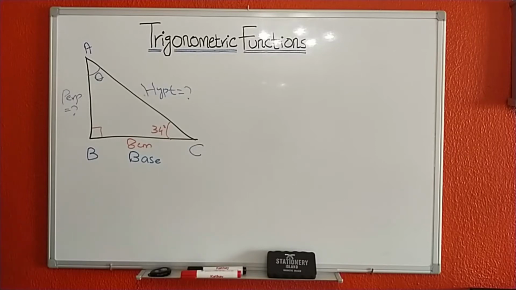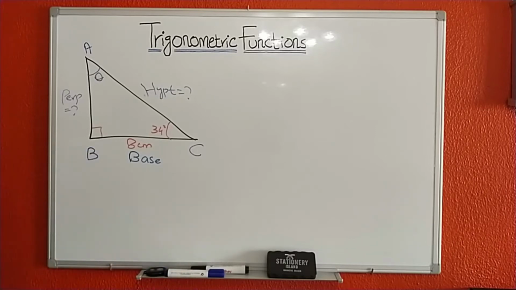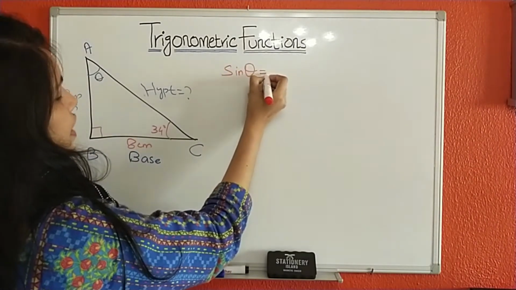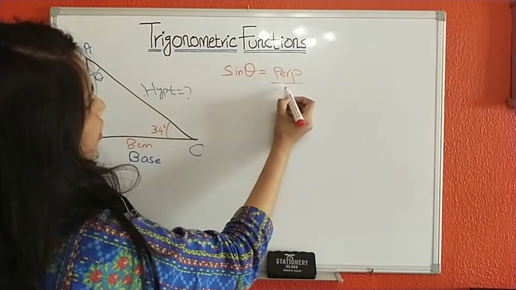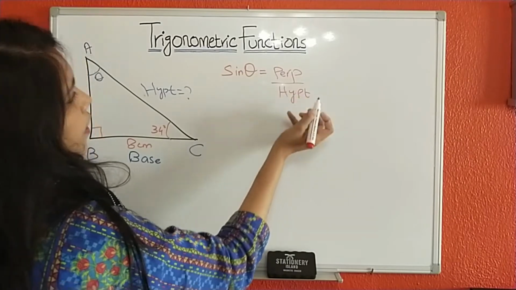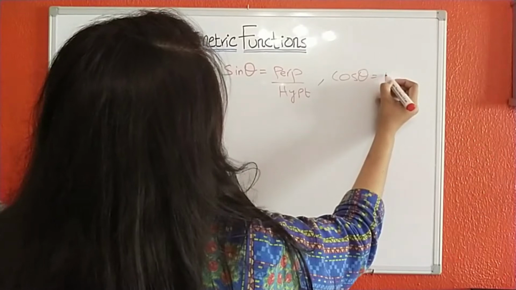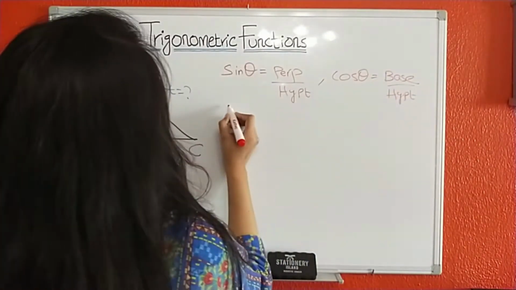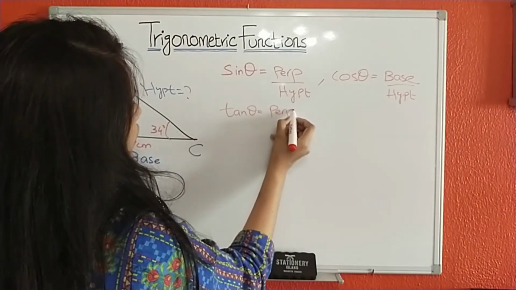Now for this purpose I am using trigonometric functions to solve these sides, as I have three main basic trigonometric functions. One is sine theta, and the formula of sine theta is perpendicular or opposite upon hypotenuse, and the formula of cos theta is base or adjacent upon hypotenuse, and the formula of tan theta is perpendicular over base.